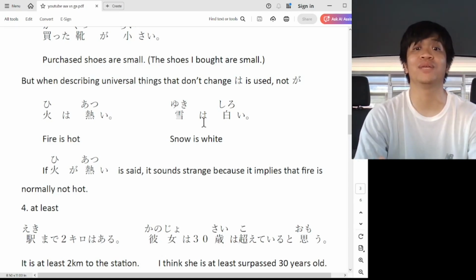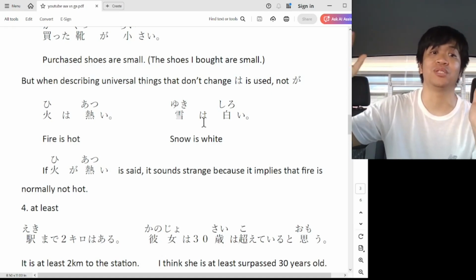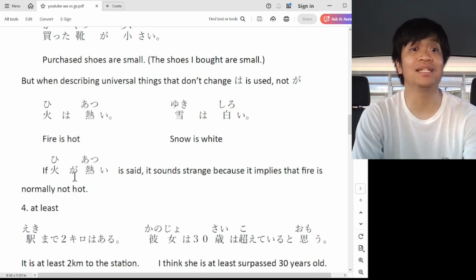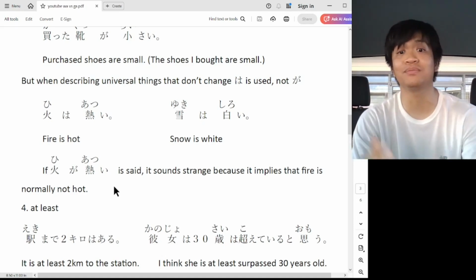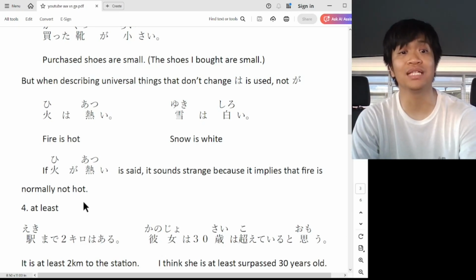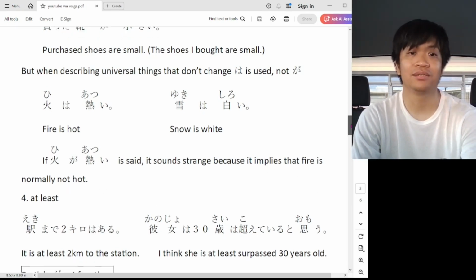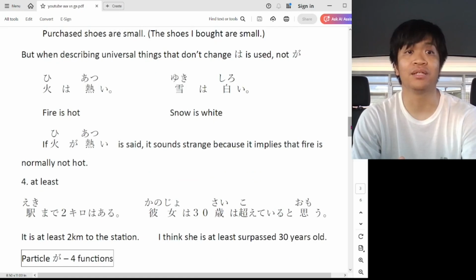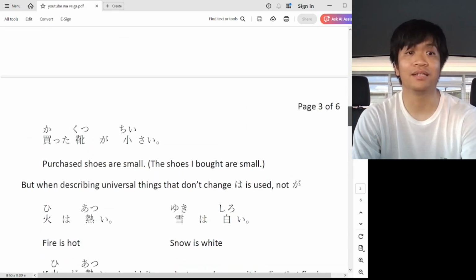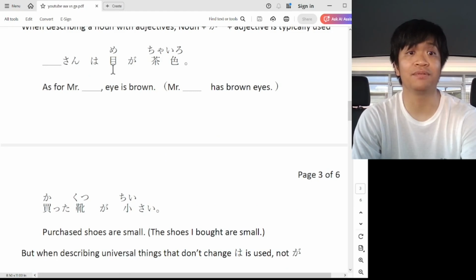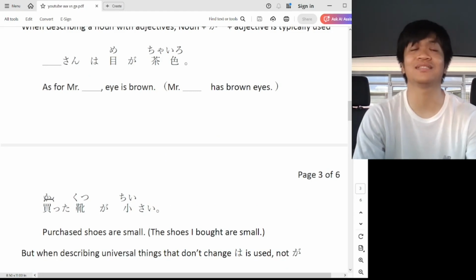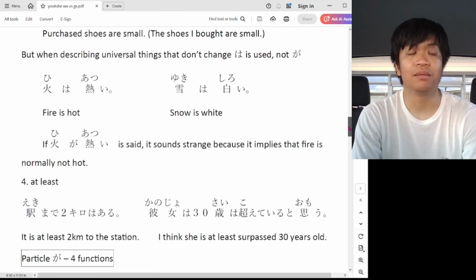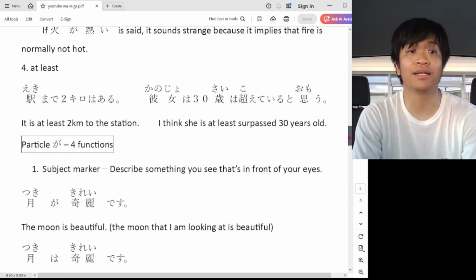This is common information that everyone knows and it's accepted to be true. So for example, if we did change this wa to ga, if we said hi ga atsui, it sounds strange because it implies that fire is normally not hot. So that's why we will use the wa as opposed to the ga here. So this is for the universal things. Here, in the example sentences above, these sentences are not universal. It's not something that's commonly known, you know. So yeah, that was number 3, and then number 4 function of wa is at least.